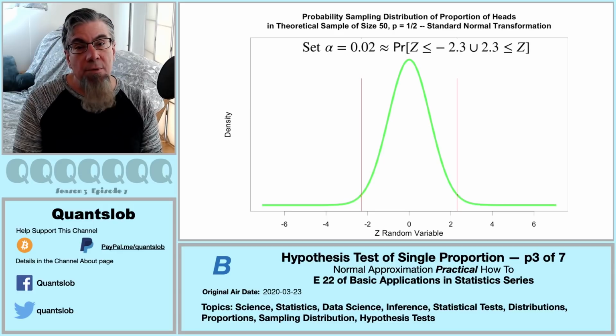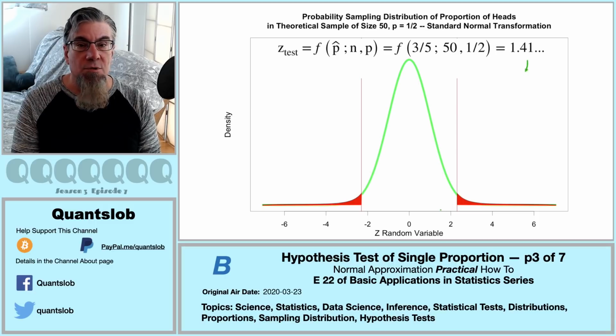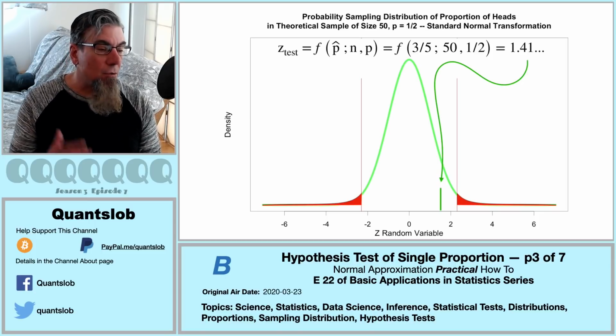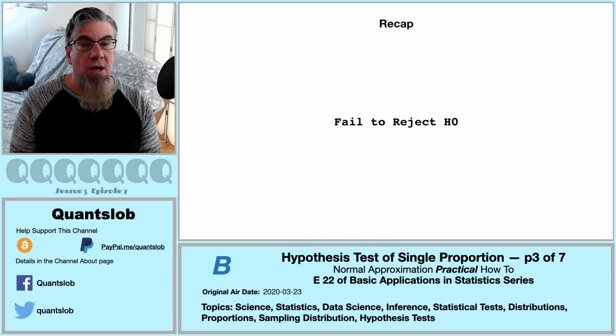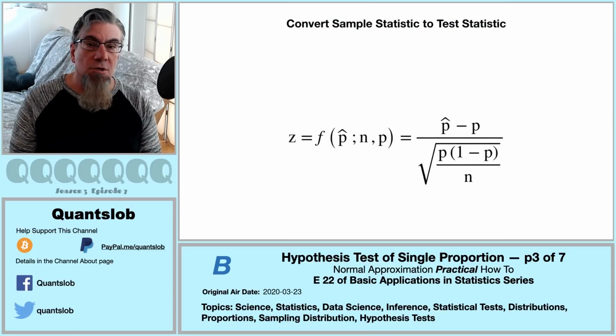In our first step, we set our test significance level to 0.02, or 1 in 50, which gives us our test stat critical region, or sometimes called our rejection region. In our second step, our observed sample proportion of heads was 30 over 50. Using this value, our calculated test stat Z was about 1.41. This value is not in our critical region, and so as a consequence, we fail to reject the null hypothesis. To transform our sample statistic into our test stat, we use this function here.